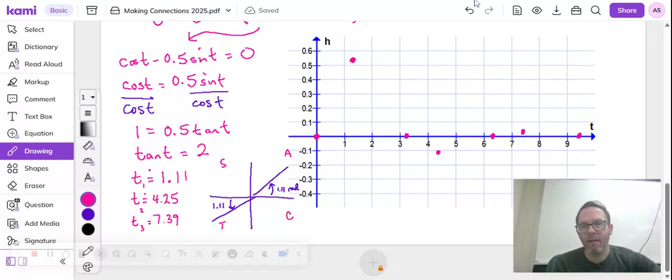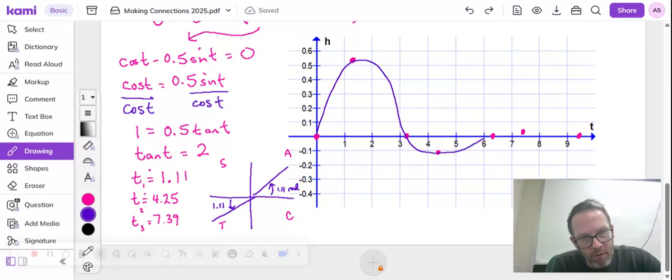And if I were to connect these with a smooth curve, which will test my fine motor skills to their max for sure, this graph would look something like this. So it's kind of periodic. It's periodic in that it keeps coming back to this axis, but it's not quite periodic in that the amplitude is changing. I think that's about the best I can do.